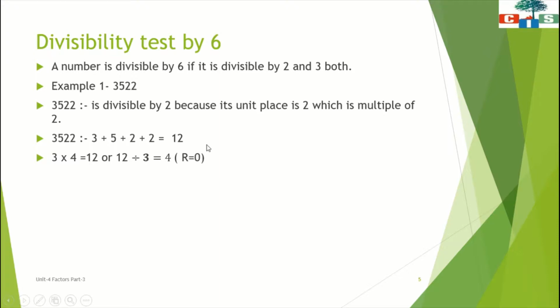Also, 12 is a multiple of 3. That is, when we multiply 3 with 4, we get 12. And when we divide 12 by 3, we get quotient 4 and remainder 0. It means this 3522 is divisible by 3.